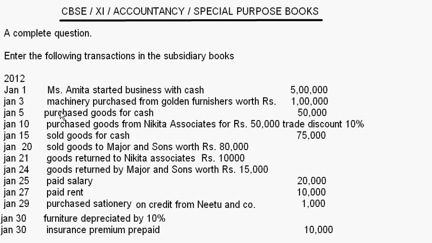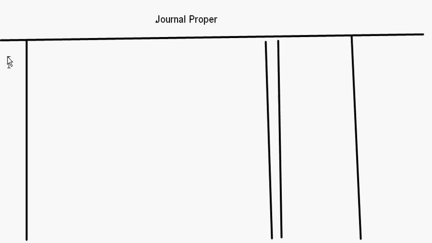Now the next transaction, January 3rd, machinery purchase from Golden Furnishers worth Rs 1 lakh. This is a credit purchase, but not a credit purchase of goods. This is a credit purchase of assets, right? So it will go into the journal proper. So I have made the journal proper here. We will have to put this in the journal proper, as this is purchase of asset on credit. If it had been purchase of goods on credit, it would have gone into the purchases book.